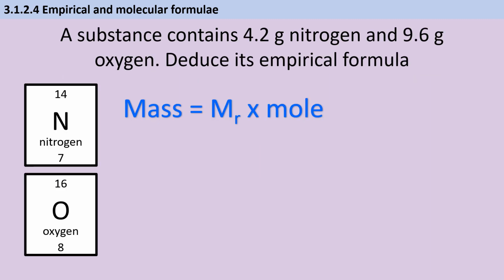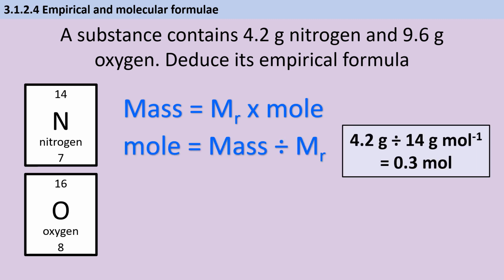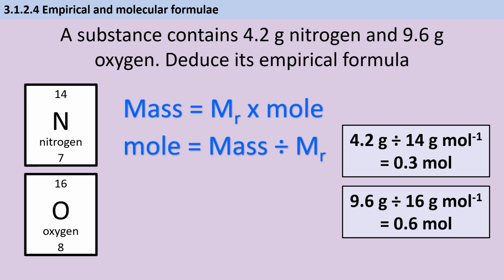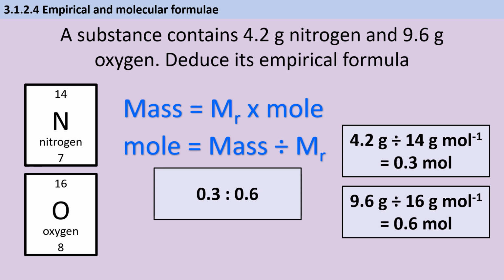To calculate empirical formula from mass data, we're going to start off by using mass over Mr, or mole, to work out how many moles of each element we have. You rearrange the equation, and then we work out that we've got 0.3 moles of nitrogen and 0.6 moles of oxygen. Then we put those together in a ratio, and we need to convert this to the simplest whole number ratio, which we do by dividing by the smaller of the 2 numbers.